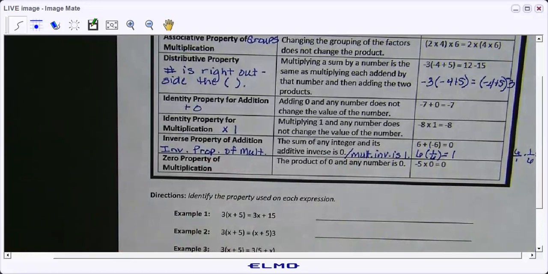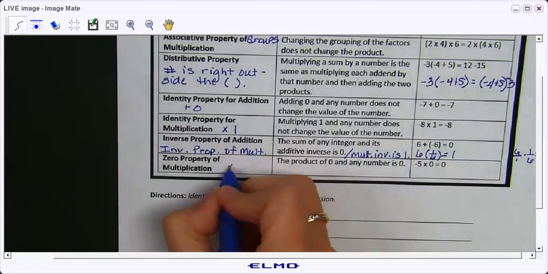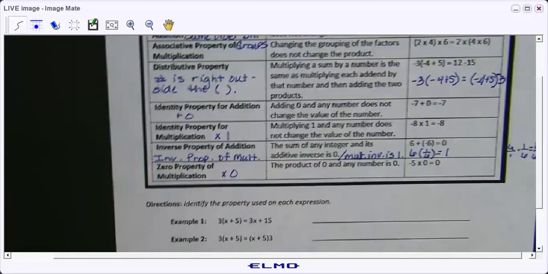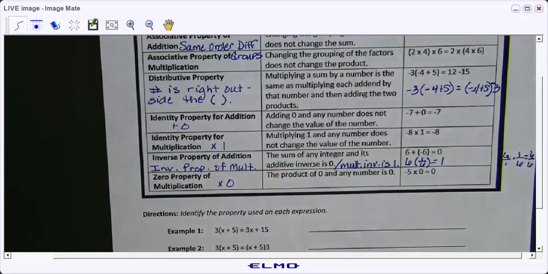And then the last one, the zero property of multiplication. Anytime you multiply something by 0, you get 0. So this is multiplying by 0. Okay. Any questions about any of that?